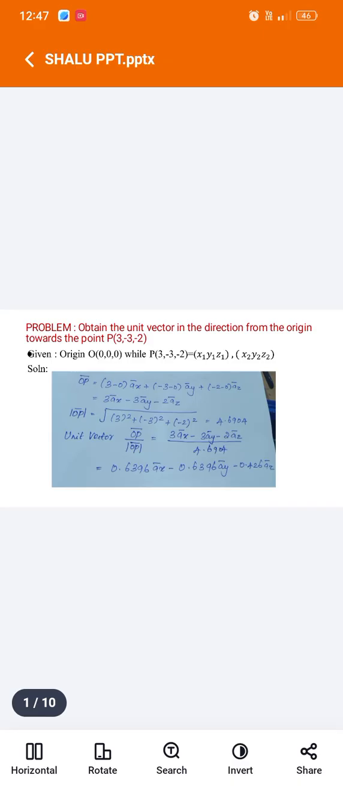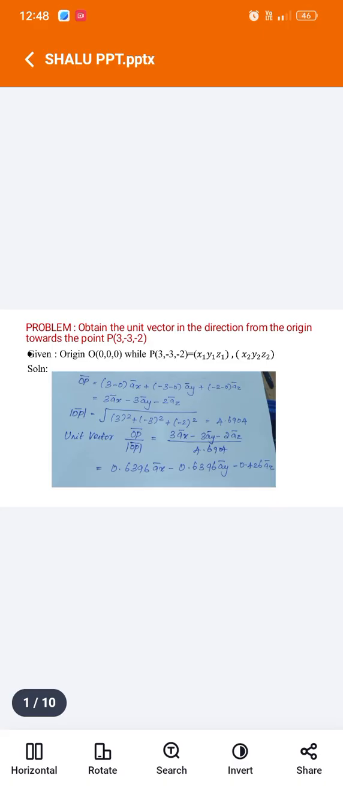Next we have to solve one problem. Obtain the unit vector and the direction from the origin towards the point P of 3, minus 3, minus 2. So in this problem they are giving origin. Origin means 0, 0, 0. That means O point. Then the point is equal to 3, minus 3, minus 2. So we assume 0, 0, 0, that means origin is equal to x1, y1, z1. Then the point 3, minus 3, minus 2 is equal to x2, y2, z2.